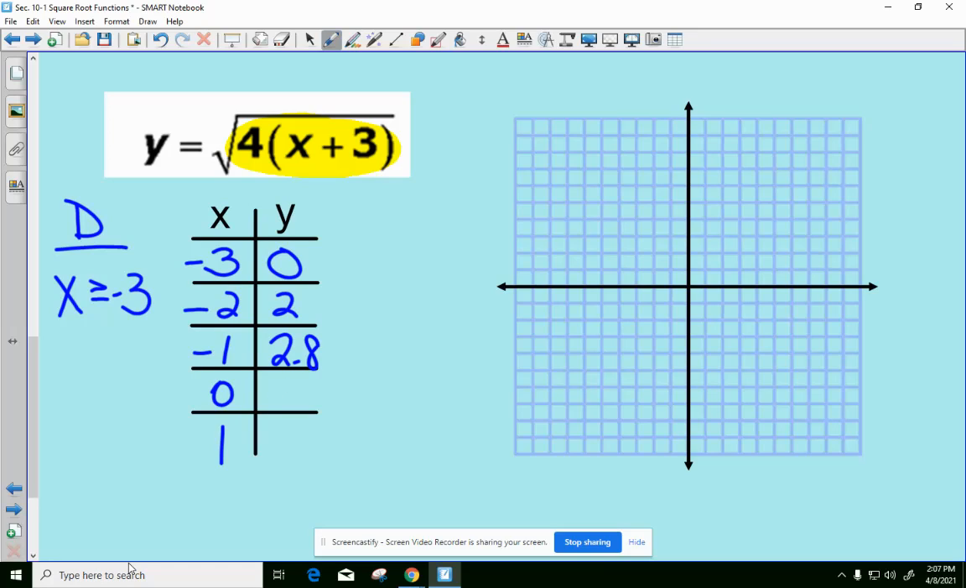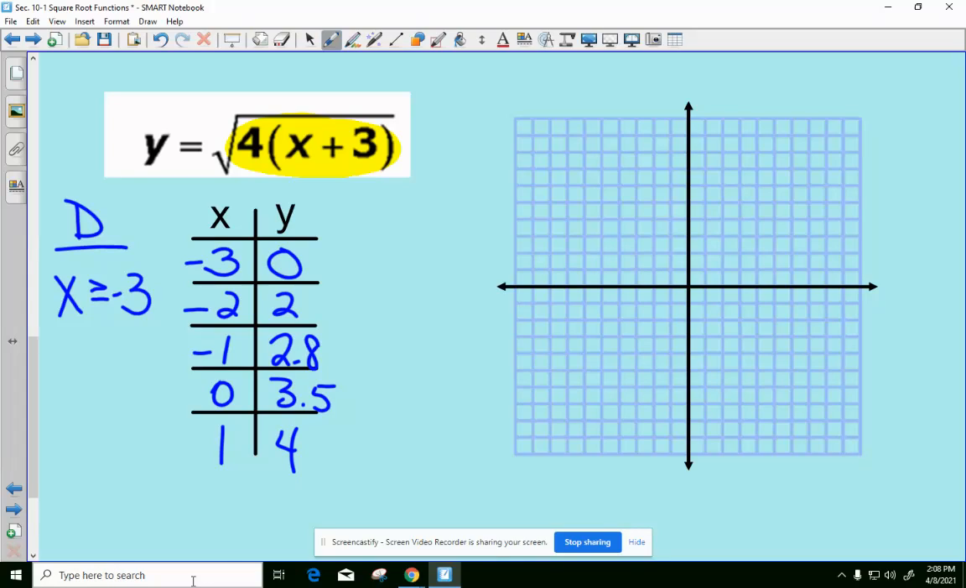So if you had put a -1 in there, -1 and 3, that's 2. 2 times 4 is 8. Square root of 8 is 2.8. Yes. Next one is what? 3.5, I think, if you round it. And last one is 4. Okay.